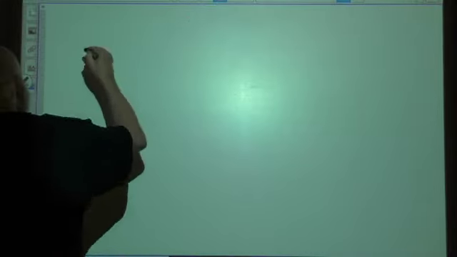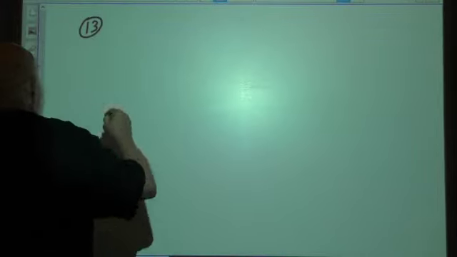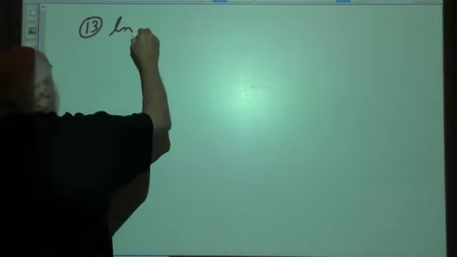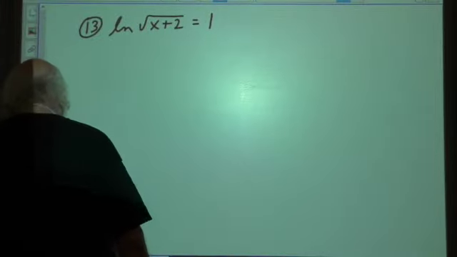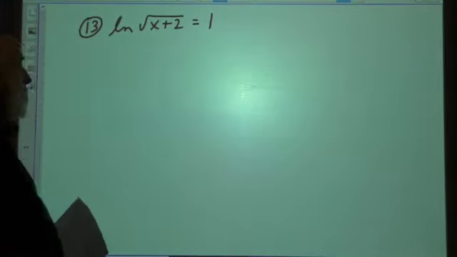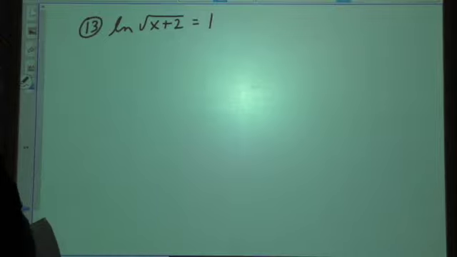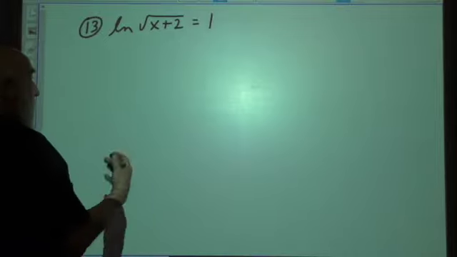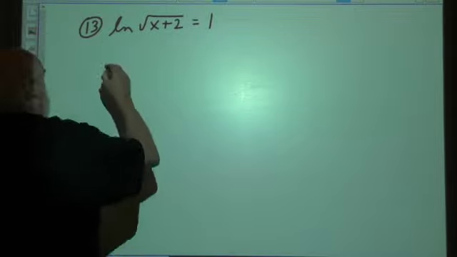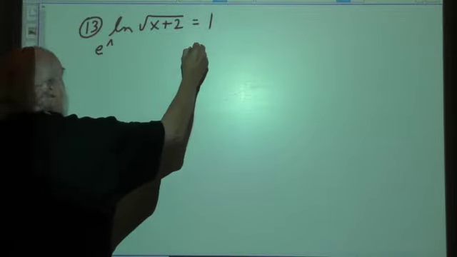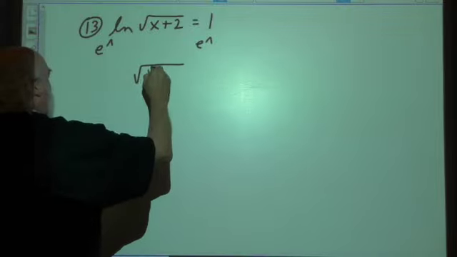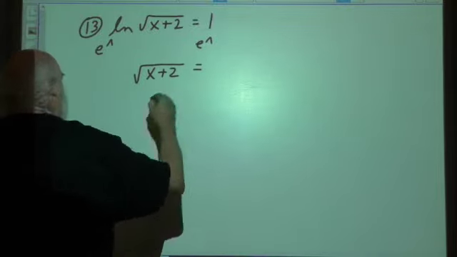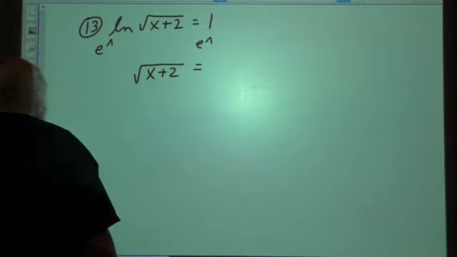Number 13. This is the natural log of the square root of x plus 2 equals 1. Again, I need to get rid of the natural log, so we're going to take e caret to both sides. And this gives us the square root of x plus 2 equals e to the first.